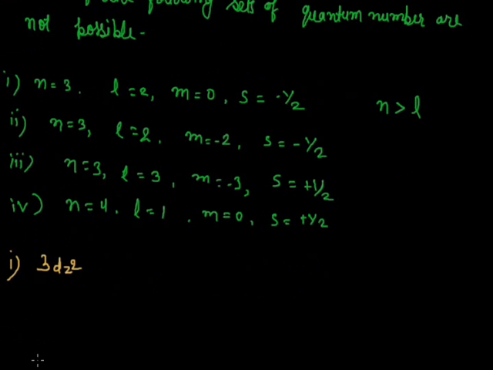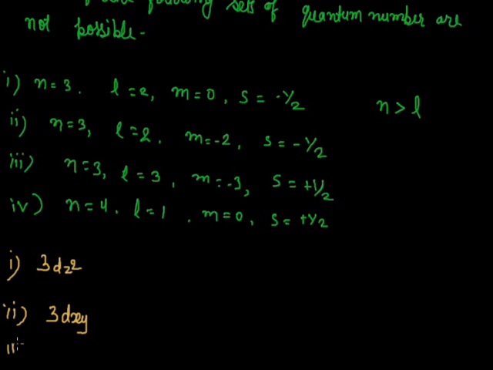But if we talk about the second, n is equal to 3, l is equal to 2, m is equal to minus 2, and s is equal to minus half. In this case, the value of n is greater than l. The value of n is 3 and the value of l is 2, so the d subshell will be good. Because for d, the value of l equals 2, and here m is minus 2. And we know that for dxy, the value of m is minus 2. So this set of quantum numbers is also possible.